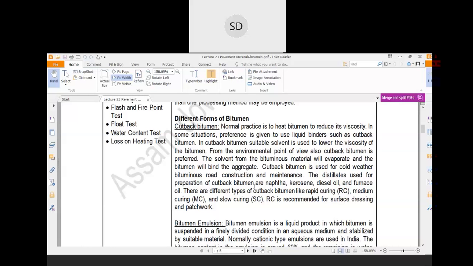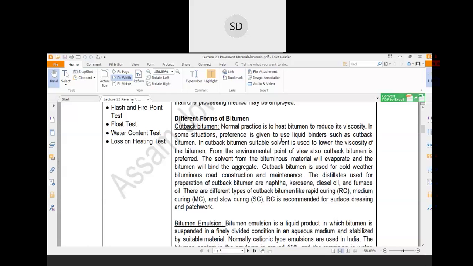From the environmental point of view, cutback bitumen is also preferred because using it does not require any heating arrangement. In cold weather, cutback bitumen is very much used. When you construct a road, you spread the cutback bitumen, and after some time that volatile material evaporates and the bitumen hardens over the road surface.